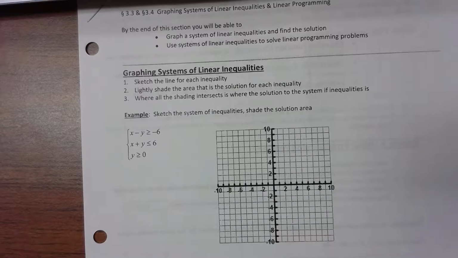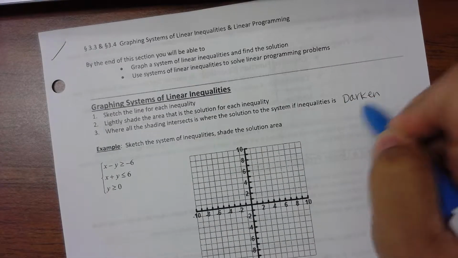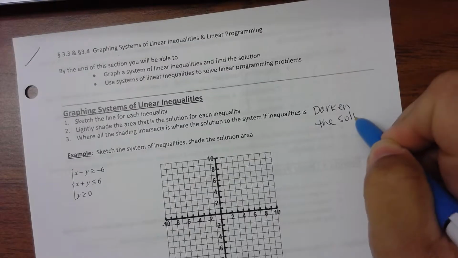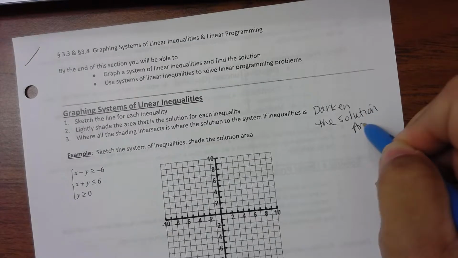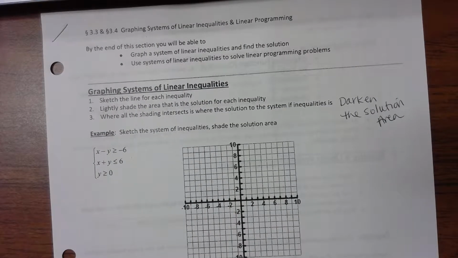And you will want to darken that area in. So we are going to darken the solution area. Now there will be two types of solution areas. There will be a bounded region and there will be an unbounded region. A bounded region will be a solution area that takes on a particular shape, and it's closed off by lines on each side. An unbounded region does not have a line that closes off each side, and I will show you examples of both of those when we get to them.